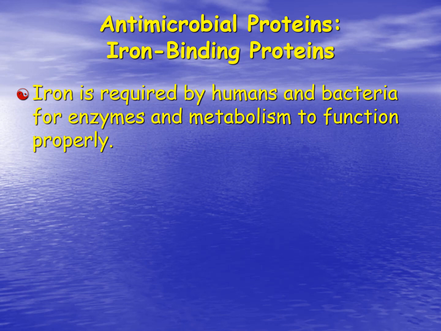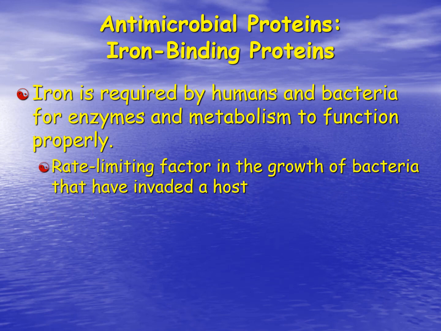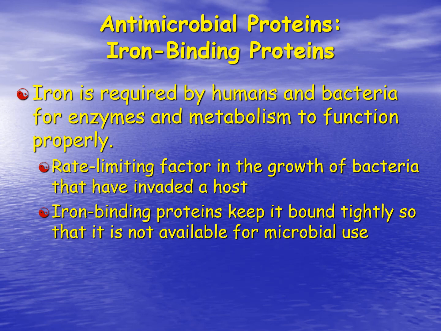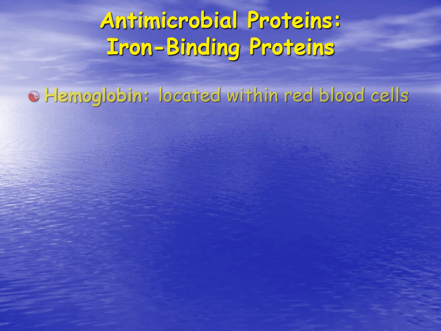Iron is actually required by humans and bacteria for enzyme and metabolic function to properly run. In fact, many bacteria actually require iron as part of their electron transport chains to make ATP. So if I can limit the amount of iron available to the bacteria, I can limit their growth and reproduction. Iron-binding proteins then keep iron bound tightly so that it is not available for microbial use.